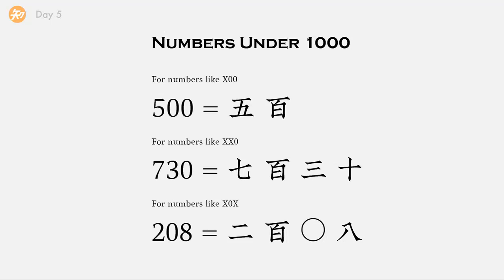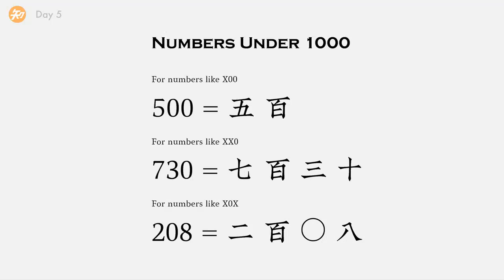For numbers in the whole 100, we pronounce the number of the 100th digit, then add 百 to it. For example, 500 is 500. For numbers that have 0 and its unit digit, we pronounce it quite the same as we pronounce it under 100, just add the 百 before it. For example, 730 is 730.